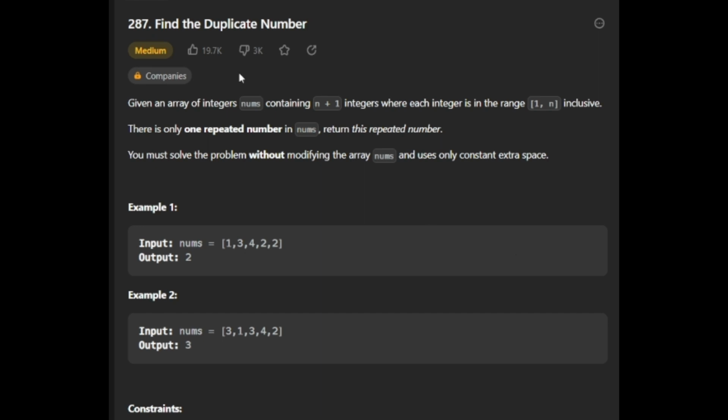Hello everyone. So today we will solve LeetCode problem 287, that is Find the Duplicate Number. We are given an array of integers nums containing n plus 1 integers where each integer is in the range 1 to n inclusive, and there is only one repeated number in nums and we have to return this repeated number. So let's head over to our drawing explanation and see how we solve this problem.